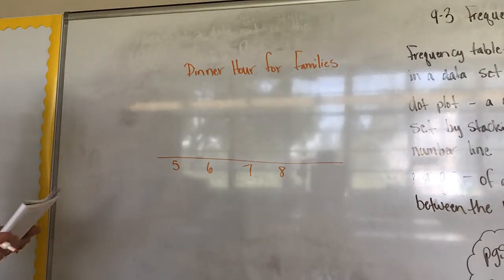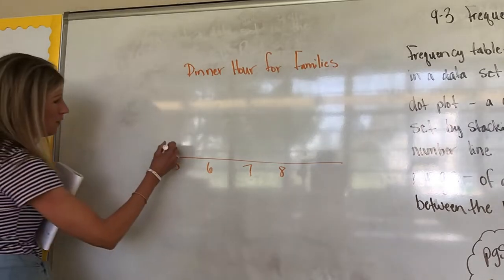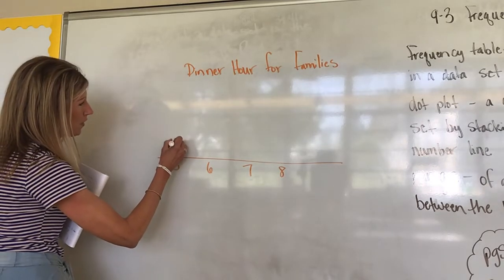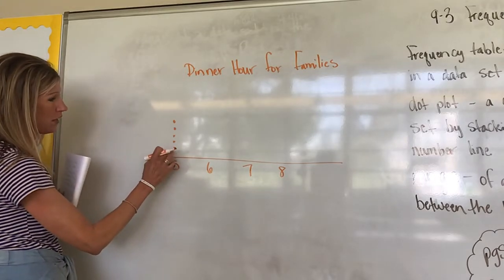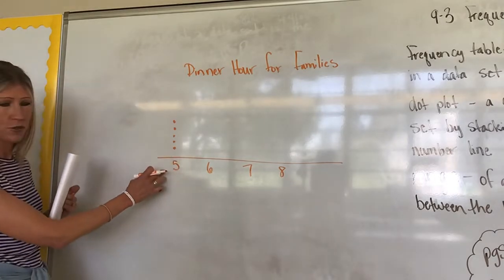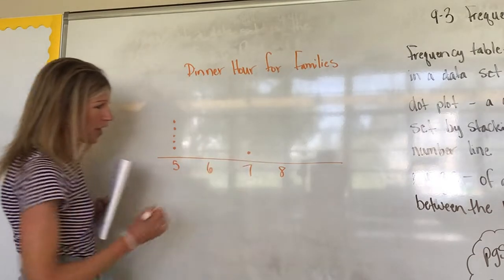But now we're going to go around and interview people. Okay, so now let's say 5 people, when you go interview them, they said 5 o'clock. So there was 5 for 5 o'clock. Now you might go and interview one person, they say 5, another person says 7. Well, if they said 7, you need to put a dot for that.